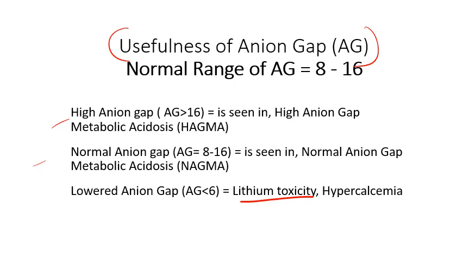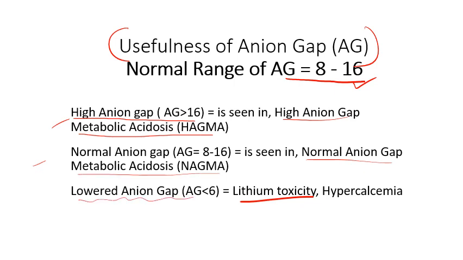The normal range of anion gap is 8 to 16. So whenever it is more than 16, we'll call it high anion gap. So high anion gap is an anion gap of more than 16 and is seen in high anion gap metabolic acidosis. Normal anion gap can be seen in normal people or in normal anion gap metabolic acidosis. Lower anion gap, however, is a slightly unusual or rare occurrence, and can be seen in lithium toxicity and hypercalcemia.